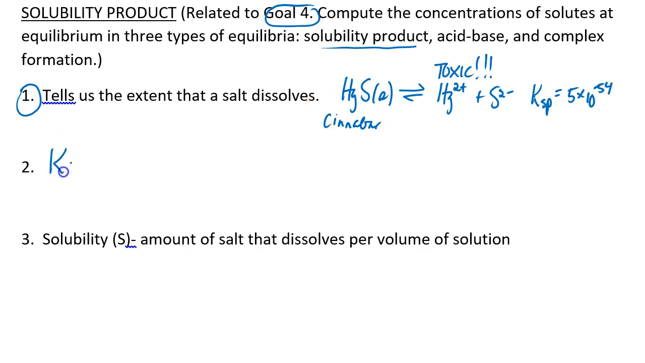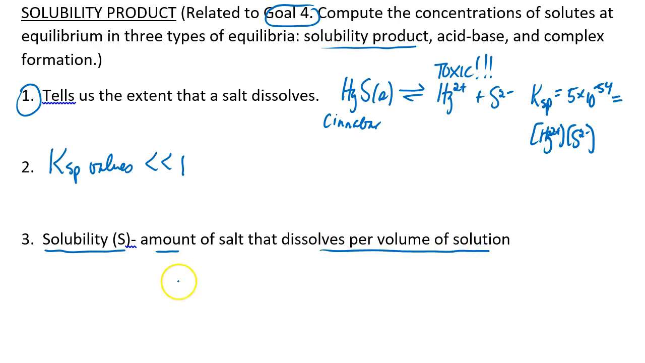And that's going to be true for all Ksp values. Ksp values are all much, much less than 1. These equilibria lie to the left. And just as a reminder, let's write the Ksp expression for cinnabar. It'll just be products over reactants, but because the reactant is a solid, we don't include it. So Ksp will simply be the concentration of mercury 2 times the concentration of sulfide. We can also define the solubility of a salt as the amount that dissolves per volume of solution, so we can use units like molarity or milligrams per liter. It just depends on how the question is asked.